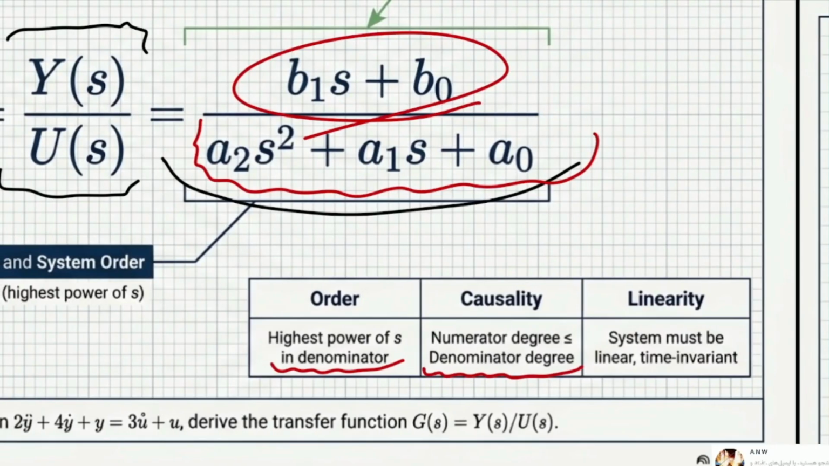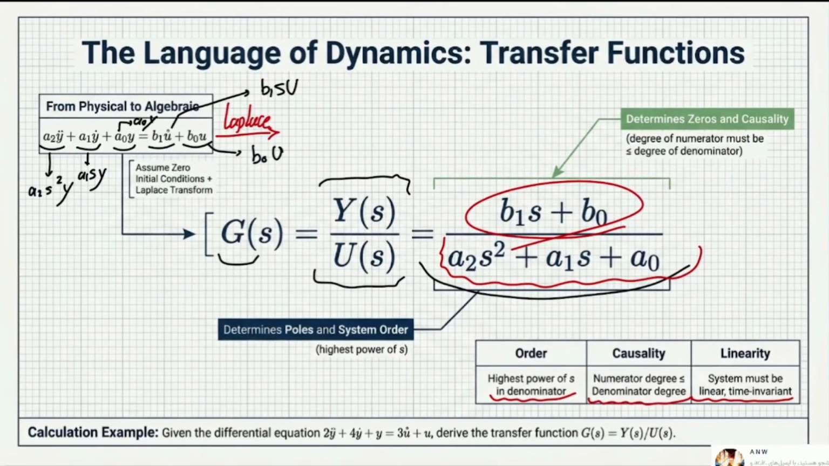And finally, we are talking about linearity. It means that the system must be linear time invariant. We talked about it before, and we are going to mention it from time to time, so it's good to know that. And then I put another example for you. I believe you can do it better than me. It's exactly like the formula itself. The only difference is that instead of just b1, b0, a2, a1, and a0, I gave you numbers.